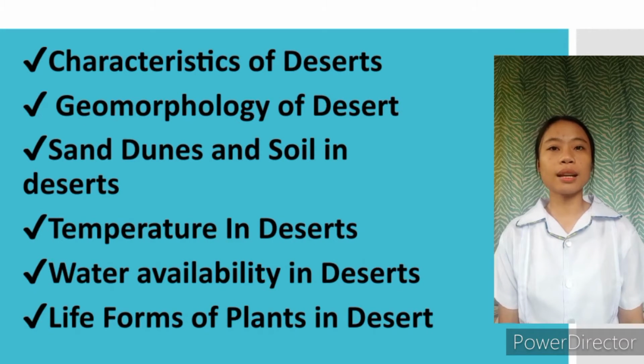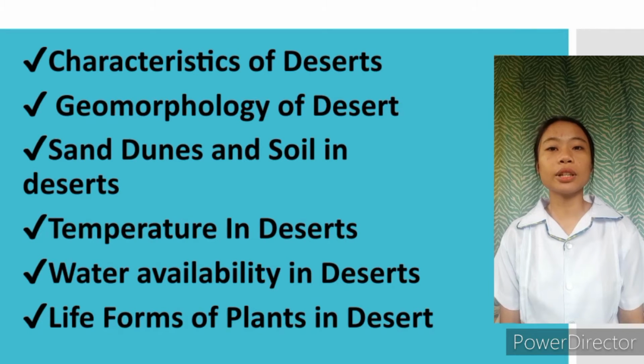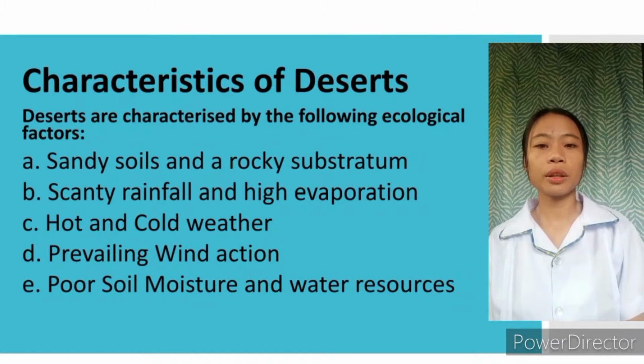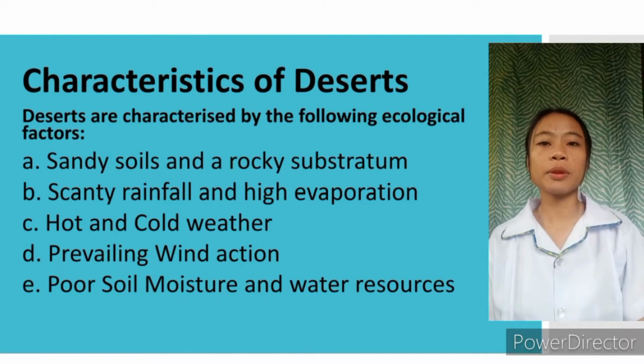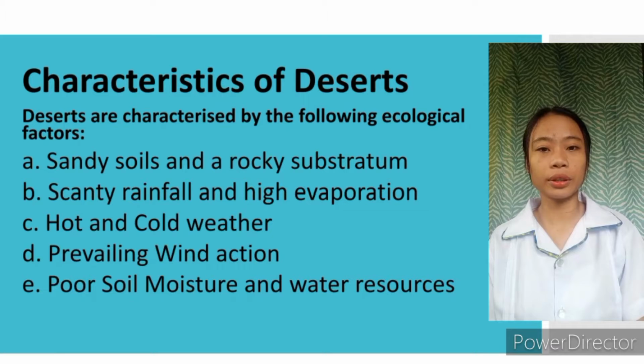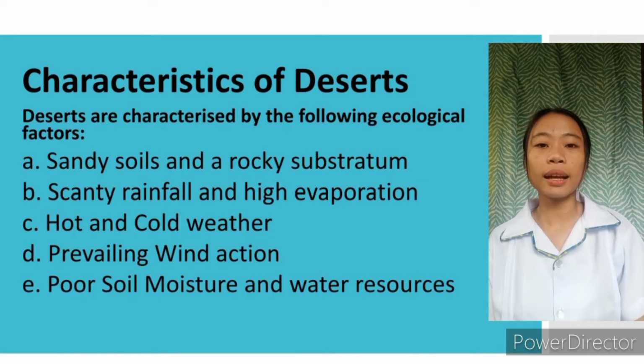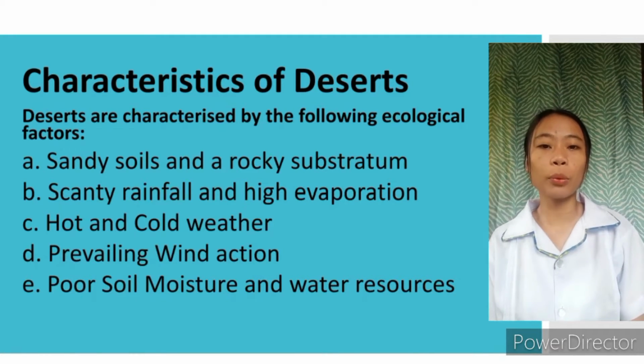Now I'm going to discuss the characteristics of desert, geomorphology of desert, sand dunes and soil in desert, temperature in desert, water availability in desert, and life forms of plants in desert. Characteristics of desert. Deserts are characterized by the following ecological factors. First, sandy soil and rocky substratum. Second, scanty rainfall and high evaporation.